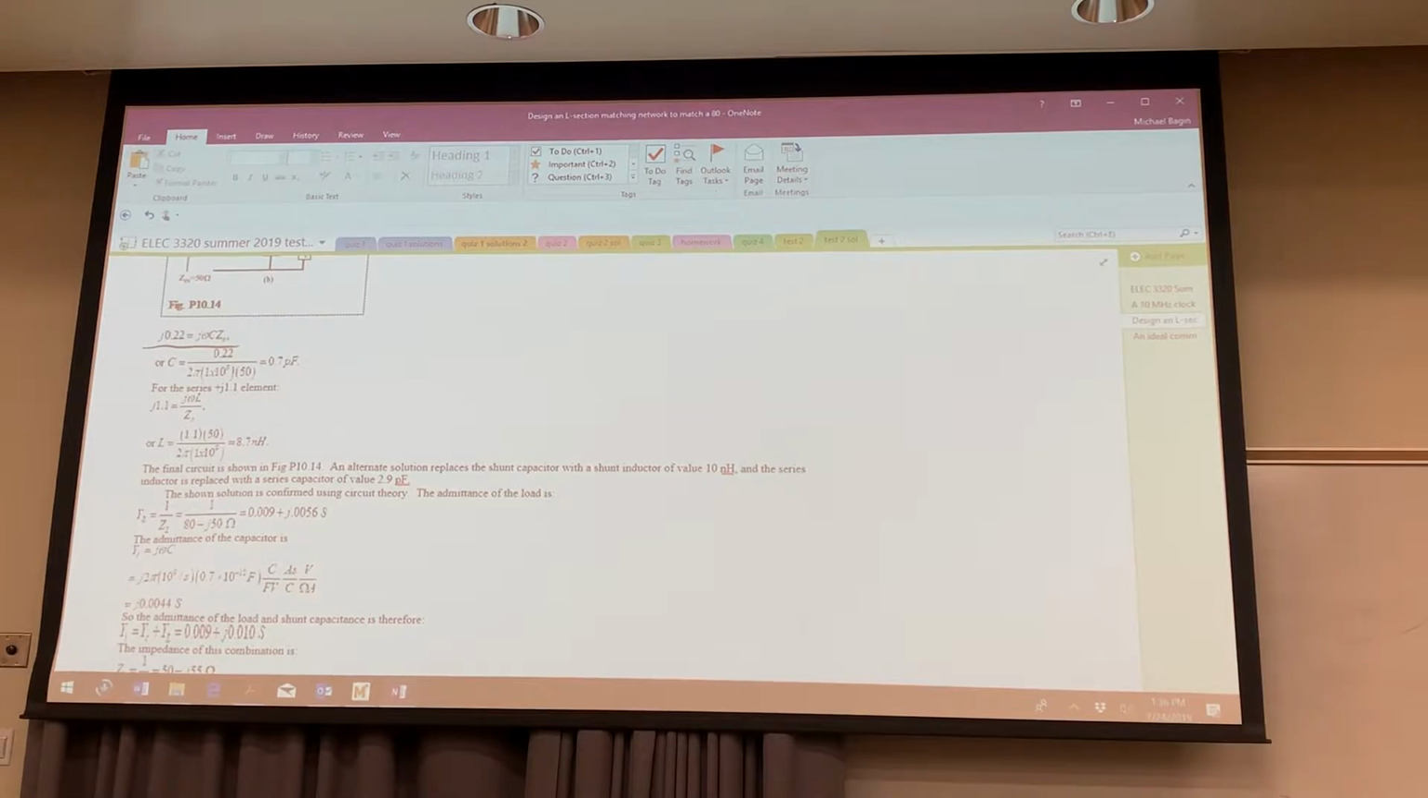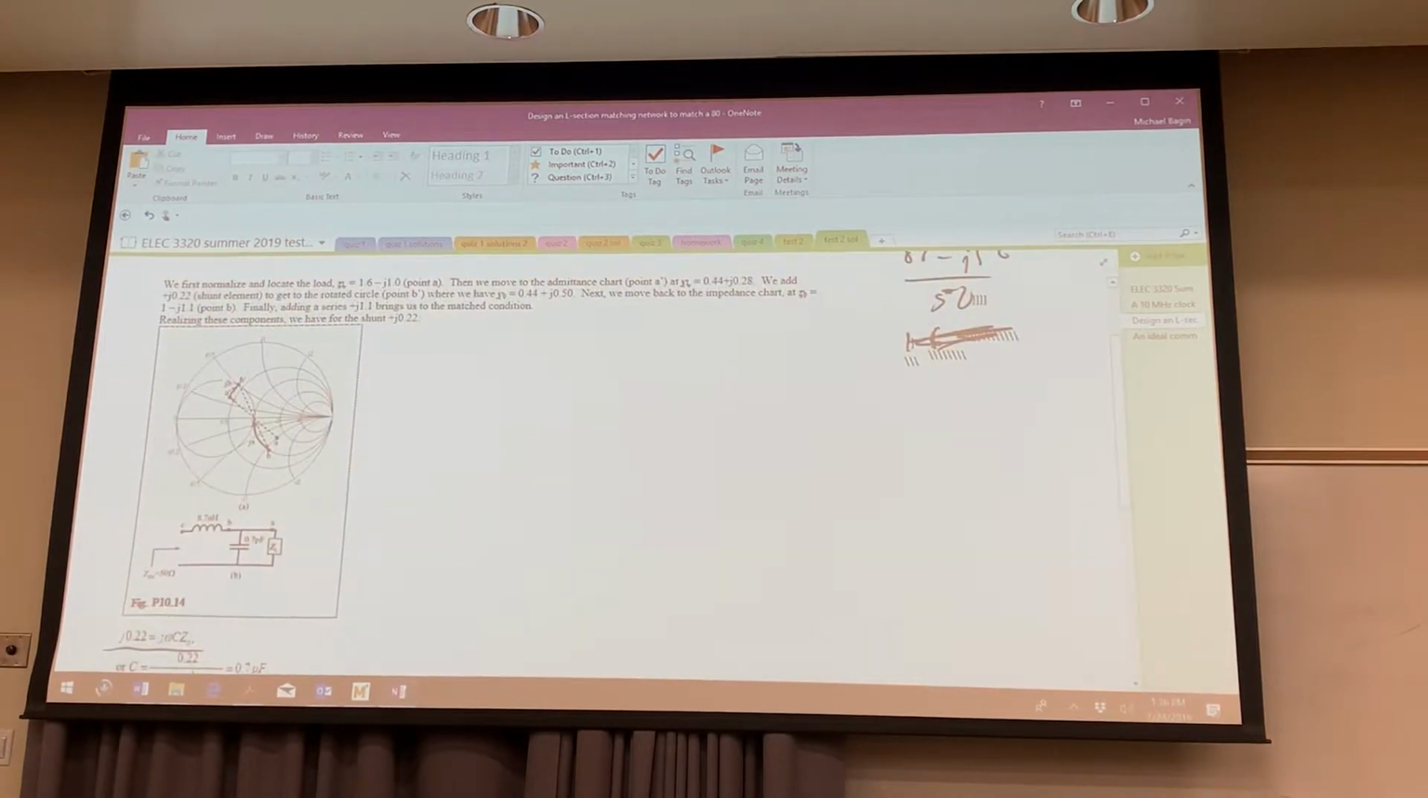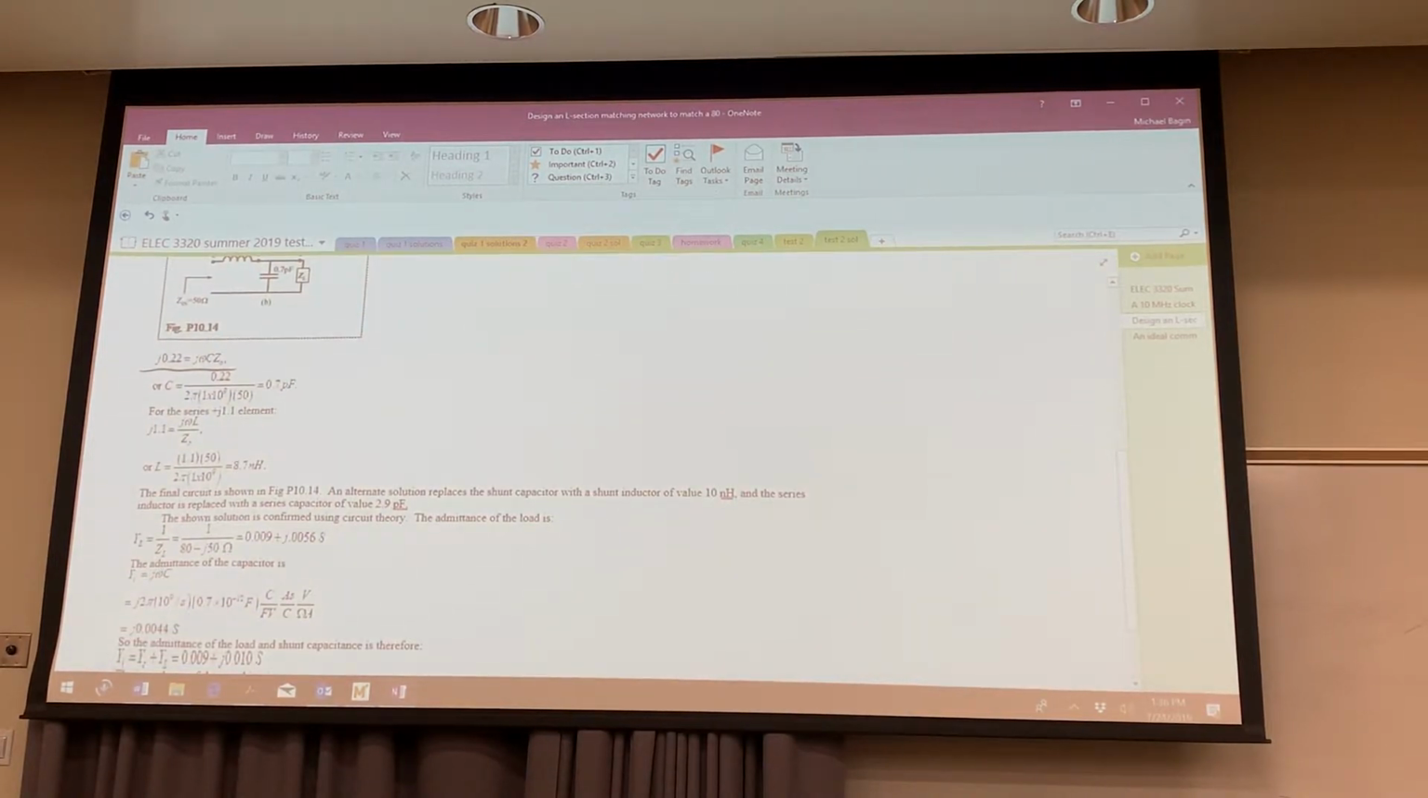And that means the value of the capacitance that would do that would be j omega C Z naught is equal to j0.22, or that C is 0.22 over 2 pi times 1 gigahertz times 50, or 0.7 picofarads. I think a lot of people got this right. A couple people drew it backwards. They had the right values, they just drew the thing backwards. After that, now you have to go back to the impedance domain, take 1 over that. And then you see that the value here has an imaginary part of j1.1.